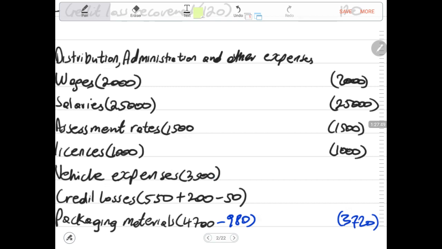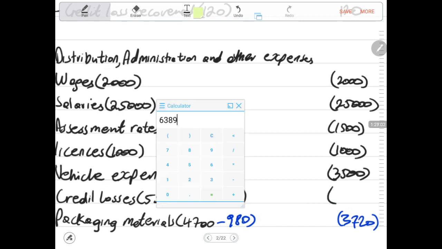Vehicle expense, 3,500. There was no change. This 2,000 very squeezed. And the next one, credit losses, just calculating that amount.